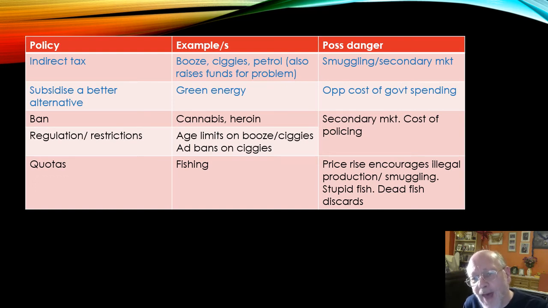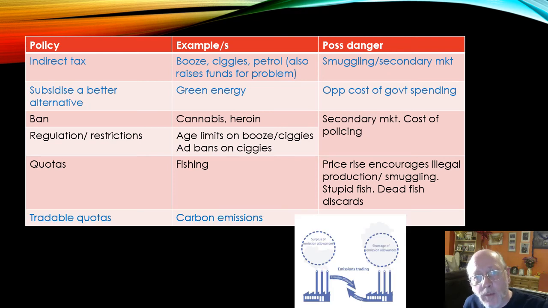The result of that is that dead fish, i.e. fish that have been killed as a result of being fished, are put back into the ocean because fishermen are not allowed to actually land them, which is pretty stupid really, because that doesn't solve the problem.